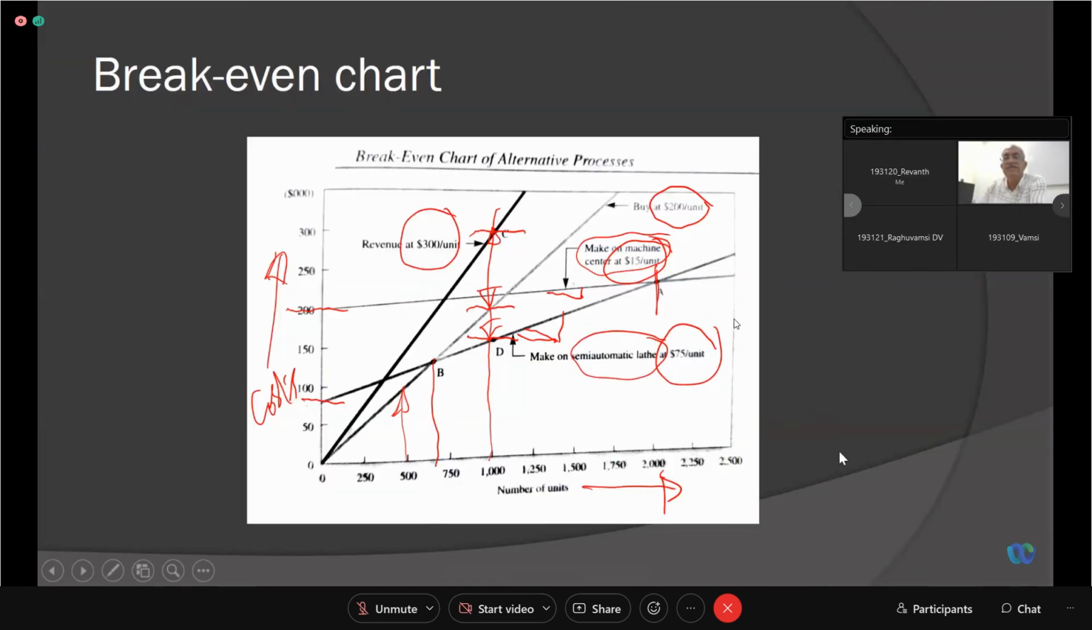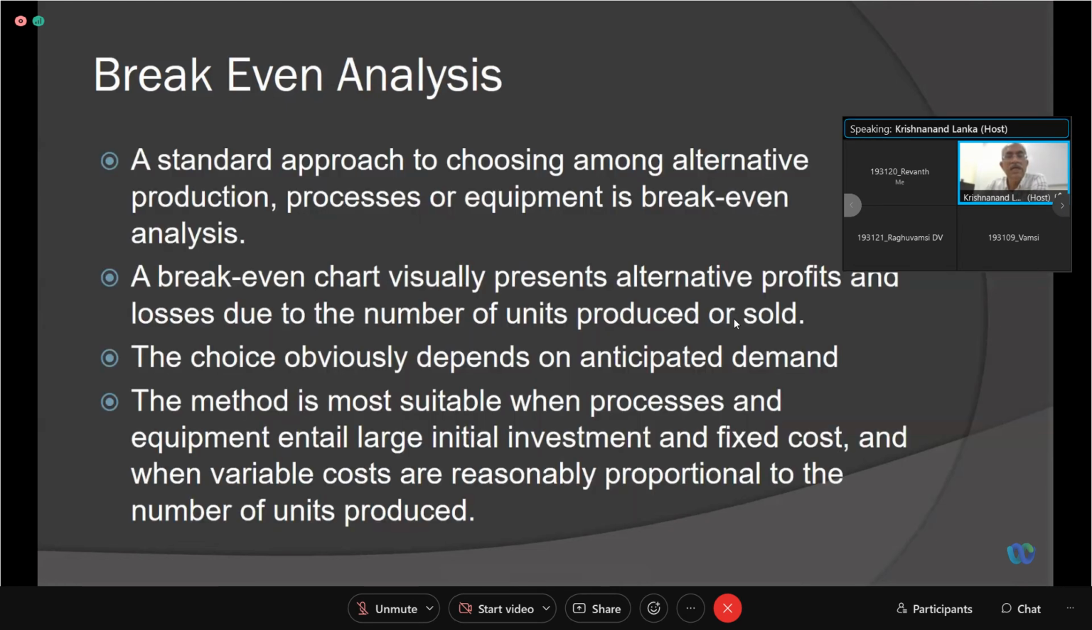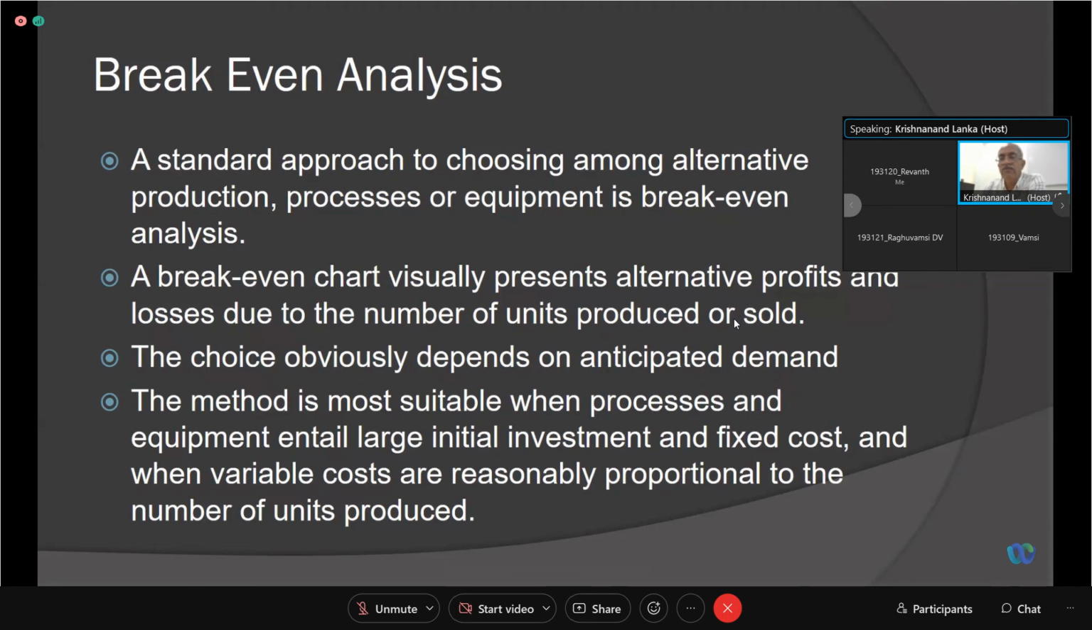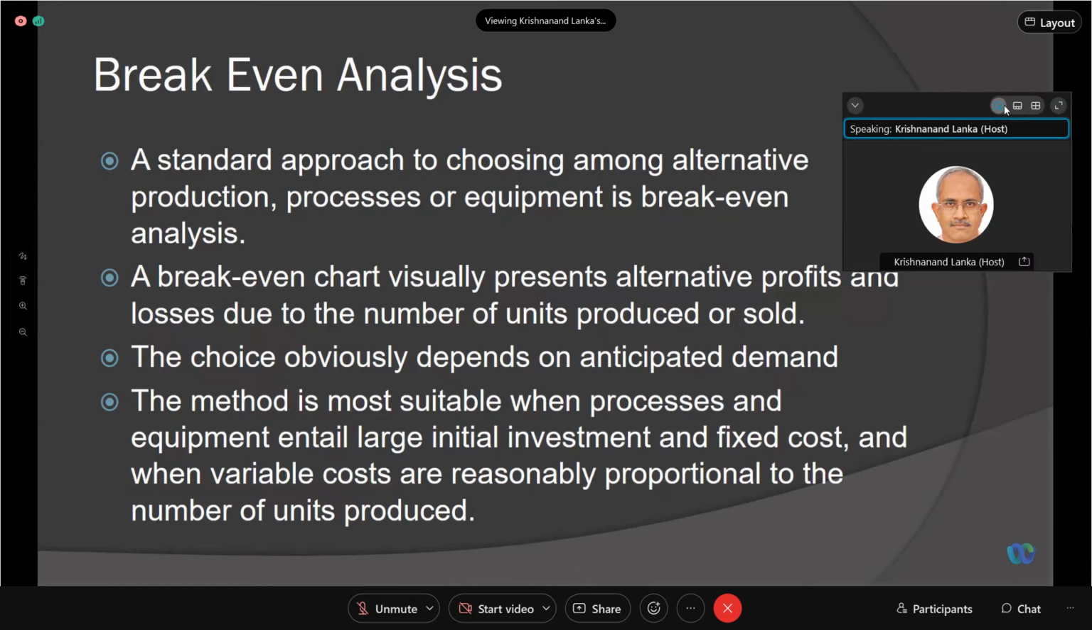So yesterday we were discussing this break-even analysis. Basically, what we do is we have to classify all our production costs into two categories: fixed costs and variable costs.